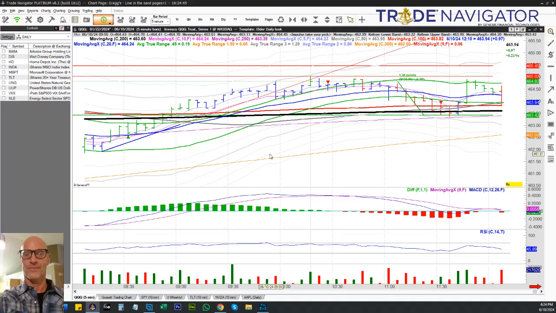To the long side, you need to break the trend line to the upside, check back, and that's usually when you have the leg up.